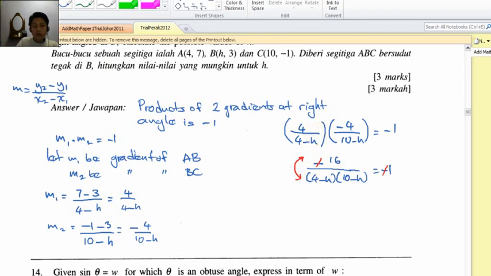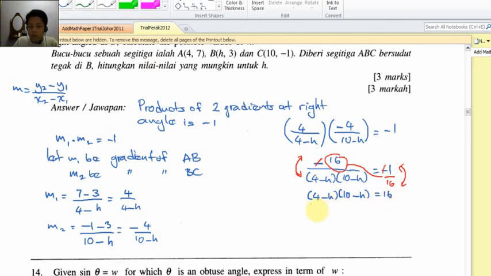Okay, let me just backtrack a little bit here. We can get rid of the minus signs, and then we can transfer 16 over to the other side, so it becomes 1 over 16. And then I would like to turn everything upside down, so this becomes 16 over 1, and the other side also turns upside down, the denominator becoming the numerator. So then it becomes (4 minus h)(10 minus h) equal to 16.